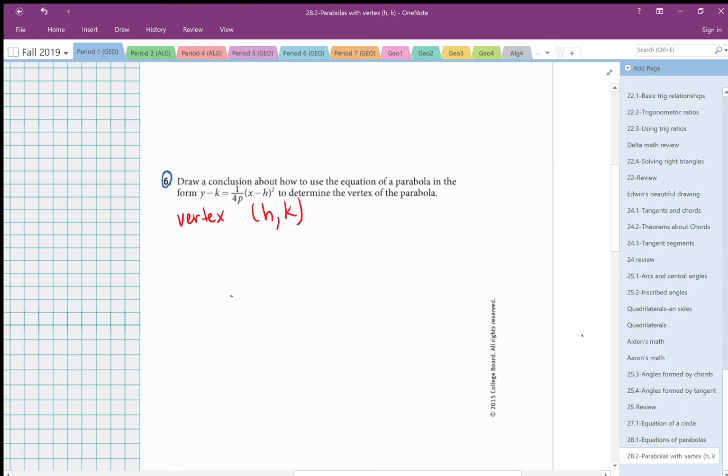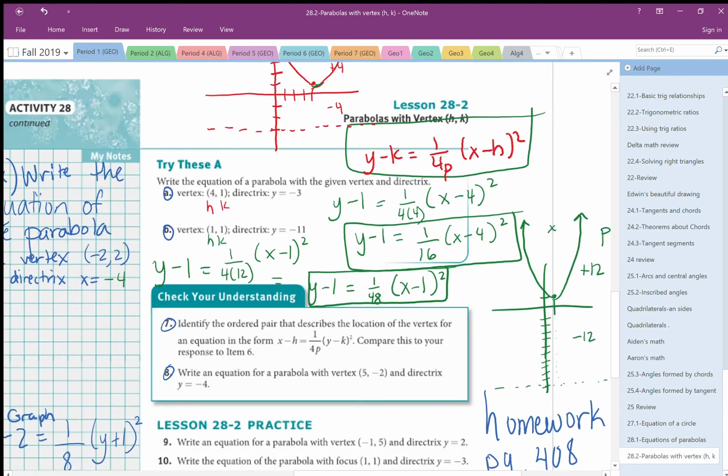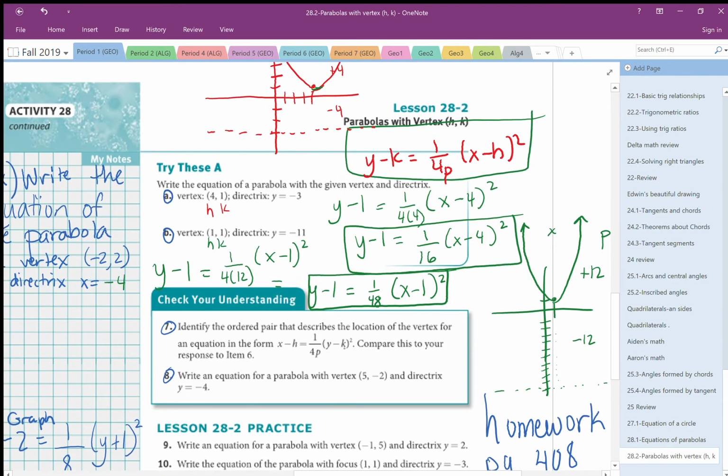Okay, they have the equation where x is the thing that's squared, the x minus h, and y is on the left, and that's not squared, right? But this one, y is the thing that is squared, and x is the thing that is not squared, and x is now on the left and y is on the right. So compare the vertex.